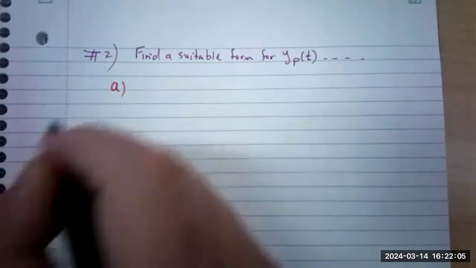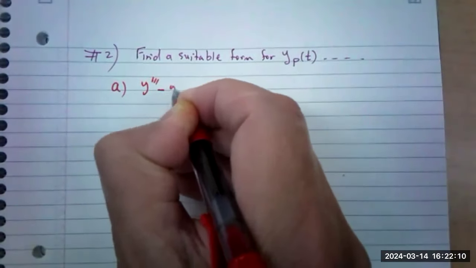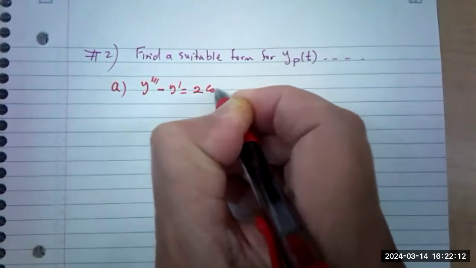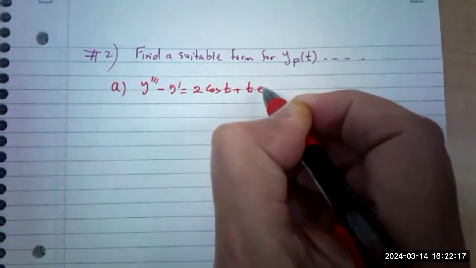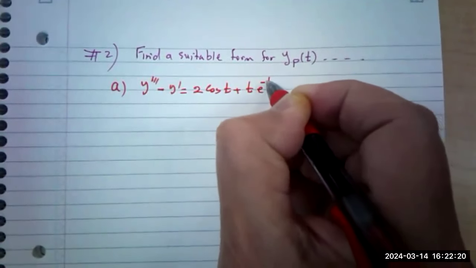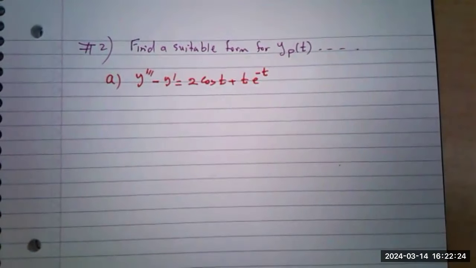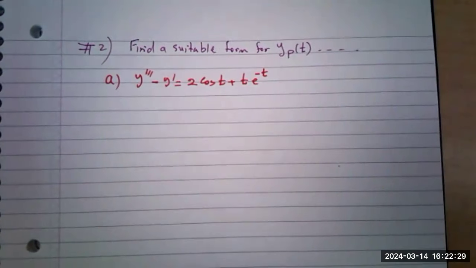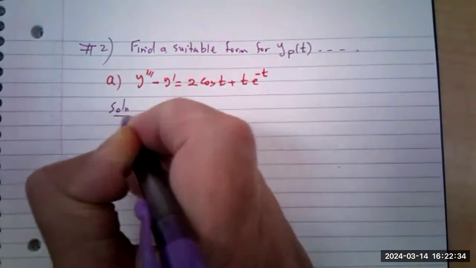Okay, let's check this, make sure you know. Most of you did all right on the quiz, so you should be able to do it again for us. This is y triple prime minus y prime equals 2 cosine t plus t e to the negative t. Remember, you have to solve the homogeneous one first to see what happens when you find the yp. You can't do it without the yc. So for the solution, we quickly solve this one first.